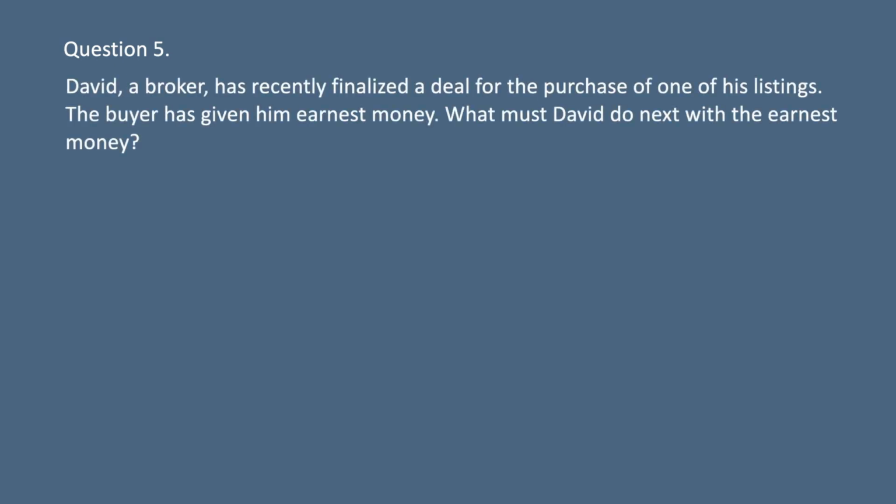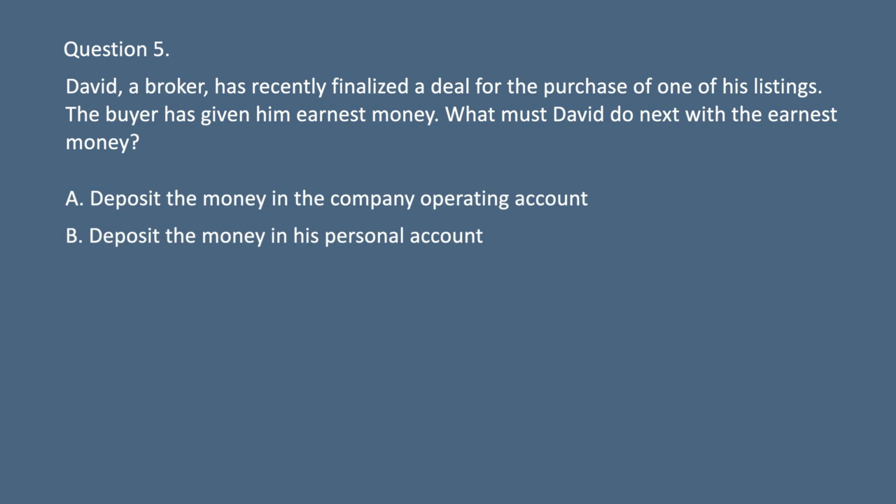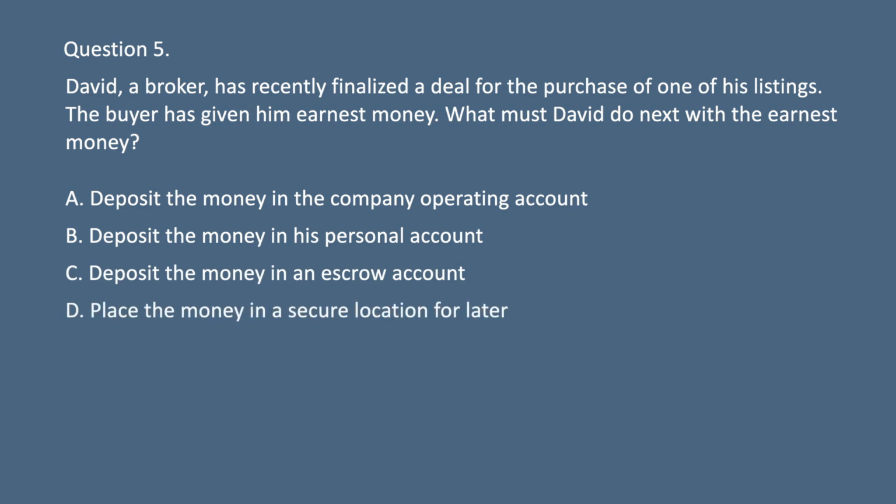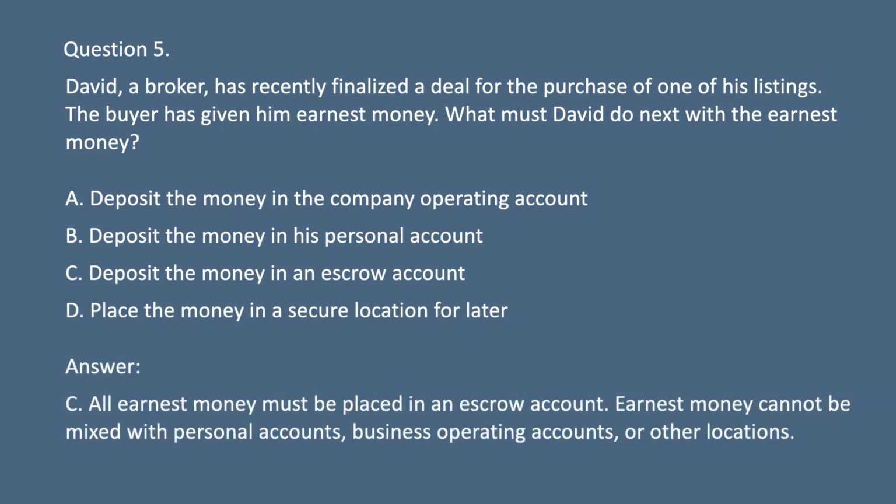Question 5. David, a broker, has recently finalized a deal for the purchase of one of his listings. The buyer has given him earnest money. What must David do next with the earnest money? A. Deposit the money in the company operating account. B. Deposit the money in his personal account. C. Deposit the money in an escrow account. D. Place the money in a secure location for later. Answer. C. All earnest money must be placed in an escrow account. Earnest money cannot be mixed with personal accounts, business operating accounts, or other locations.